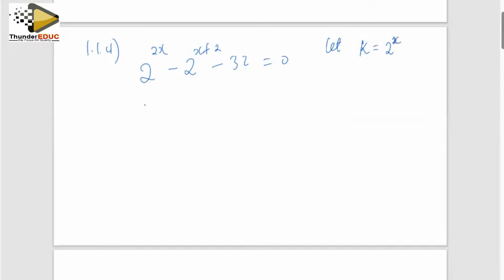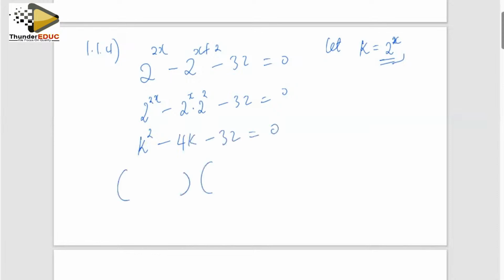Okay, split that up: 2 to the 2x minus 2 to the x multiplied by 2 squared. When I multiply these, the bases are the same, so I must add the exponents. Minus 32 is equal to 0. So if k is 2 to the x, that's going to be k squared minus 4k minus 32 is equal to 0. We can factorize this, use the quadratic formula, or the factors.